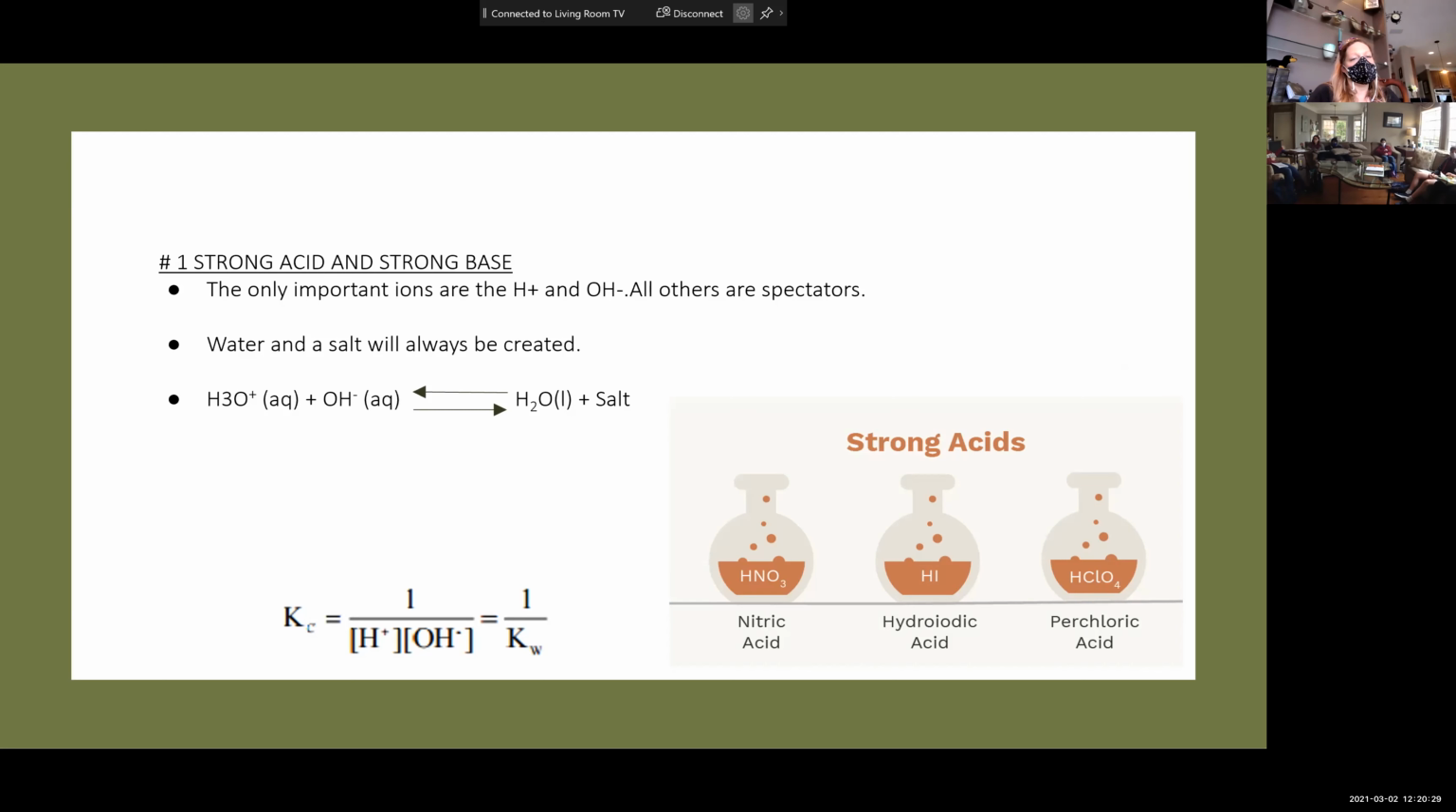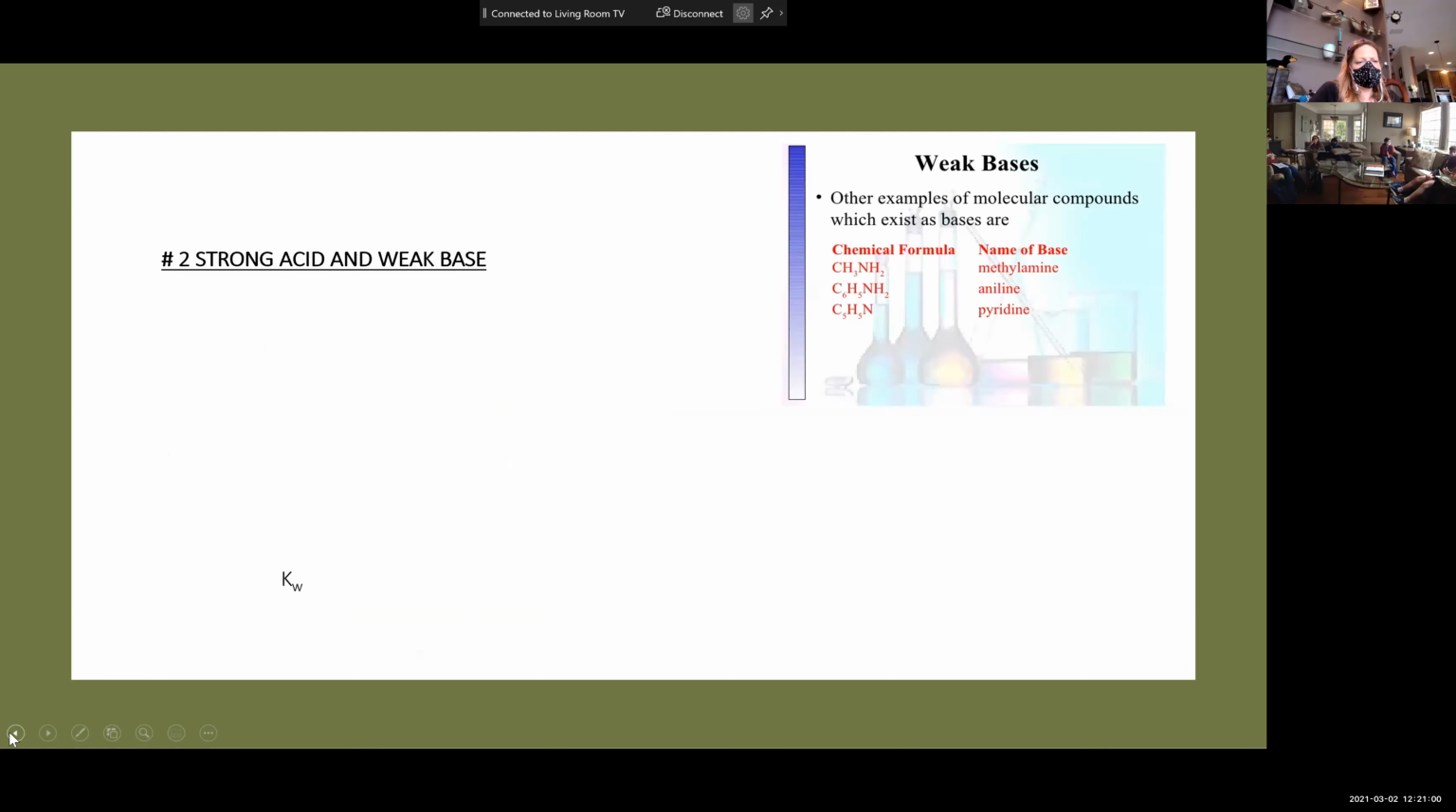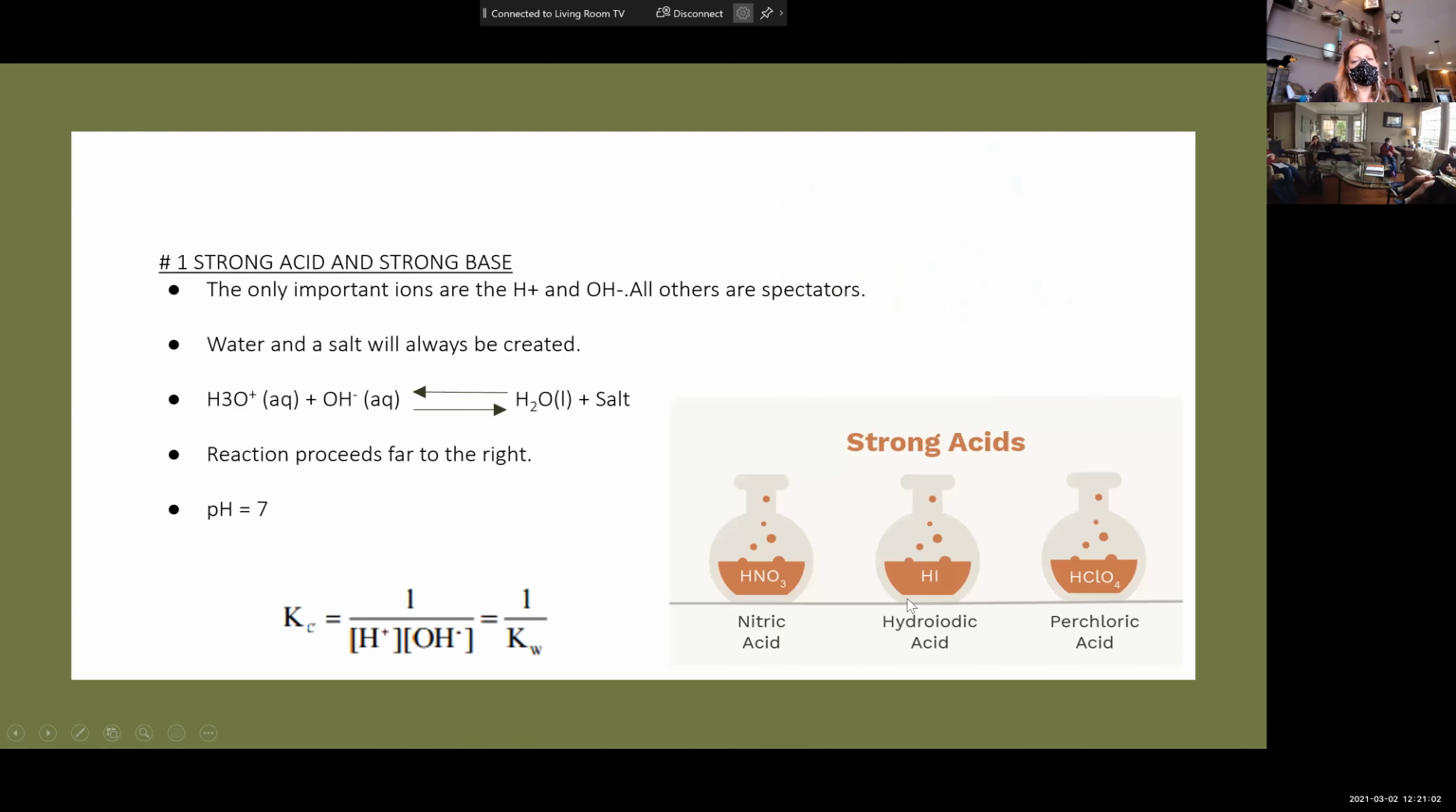So if you look at this example here, you've got your hydronium and your hydroxide, and they're always going to come together and make your water. And then your salt is left over from whatever other ions were involved, because salts are ionic, right? So the reaction proceeds far to the right. This one says your pH is 7, and this is strong acid, strong base. And then this is the formula for it, which I don't think you used in any of your problems. And those at the bottom were just a couple examples of strong acids.